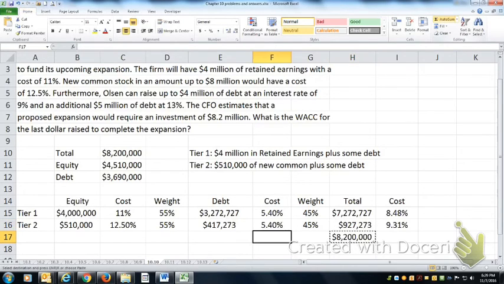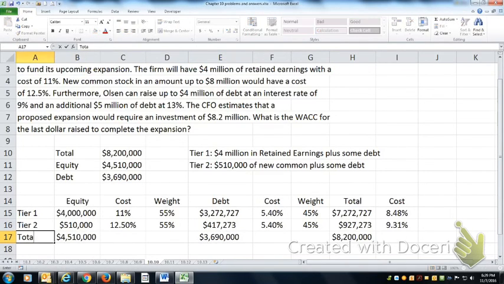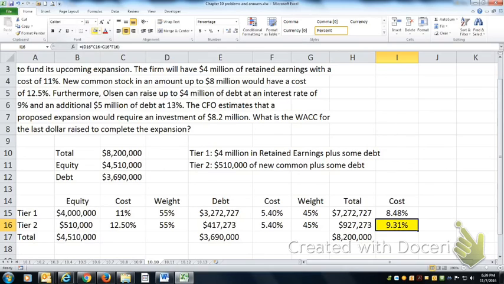The grand total of the debt you're going to raise is $3,690,000. The grand total of the equity will be $4,510,000. So the answer to this problem, what is the weighted average cost of capital for the last dollar raised to complete the expansion? That'd be 9.31%.